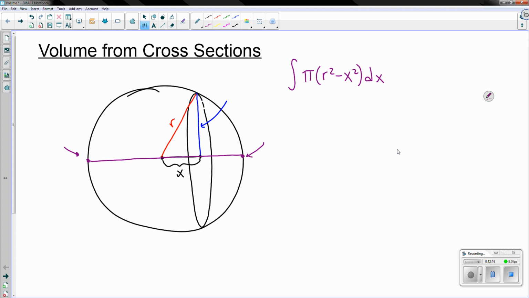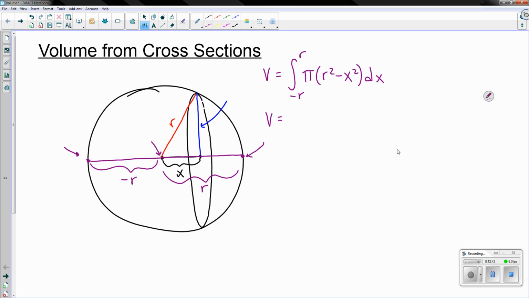Now, how far left are we moving? Well, the length of this and the length of this are radius values. But imagine this is our origin in the coordinate plane. So we're going from the positive r direction to the negative r direction here. So we're going to integrate from negative r to positive r. This should give us a volume for a sphere. So let's see what happens.